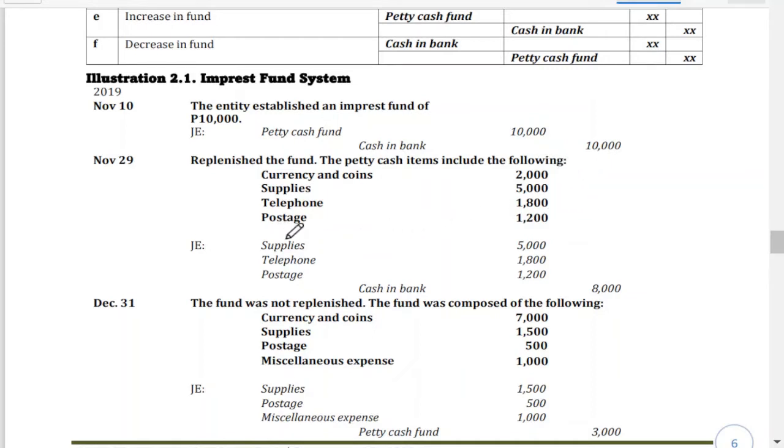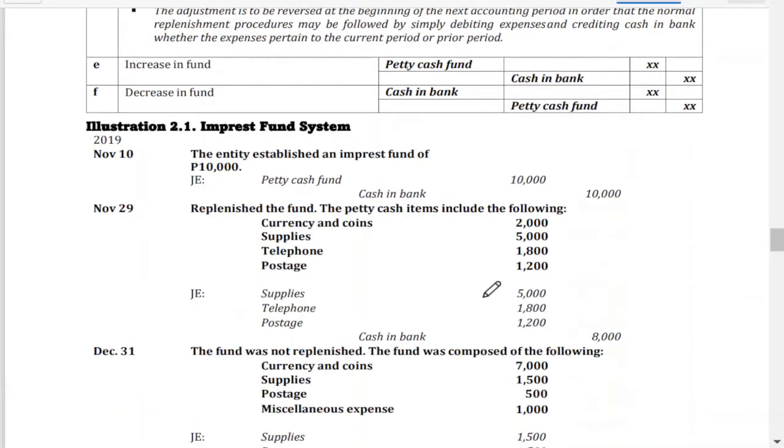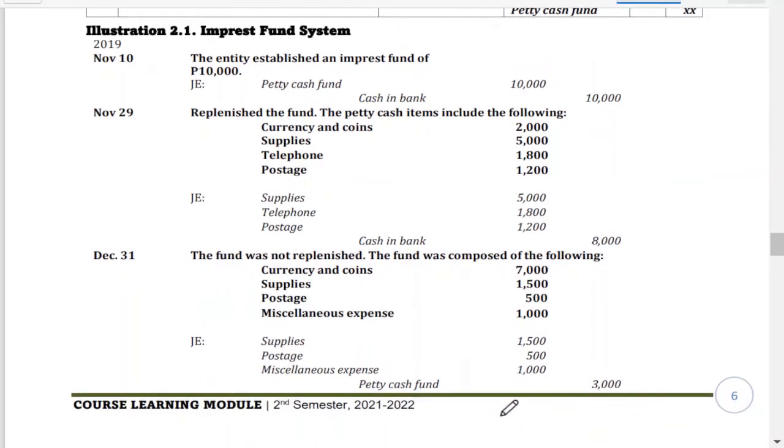Di ba pag nag-replenish, debit expenses, and credit cash in bank. Okay, so you have supplies, telephone, postage, credit cash in bank. Then, at the end of the year, yung fund, hindi siya na-replenish kaya dito, you need to make adjustments para doon sa mga expenses. So, may additional na supplies, postage, miscellaneous. So, debit supplies, postage, miscellaneous. Then, petty cash fund, 3,000.